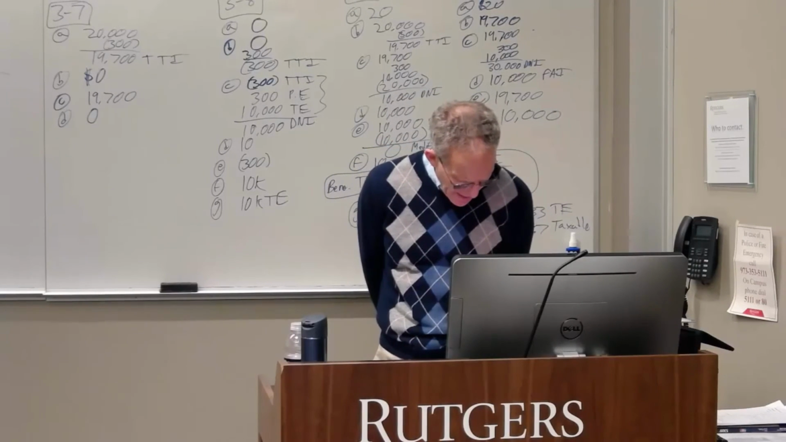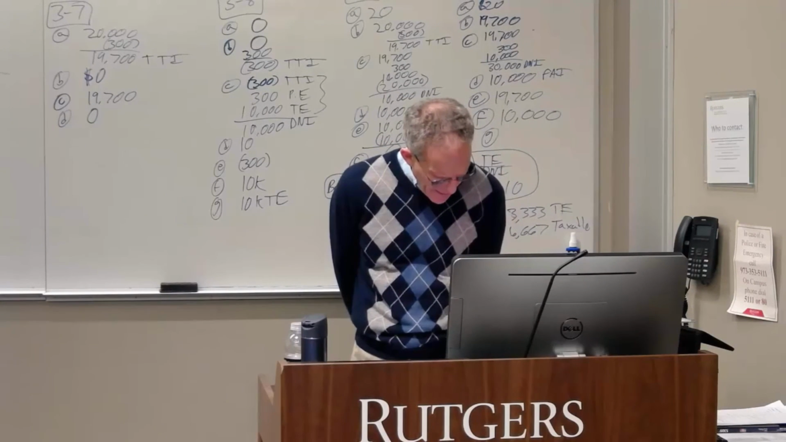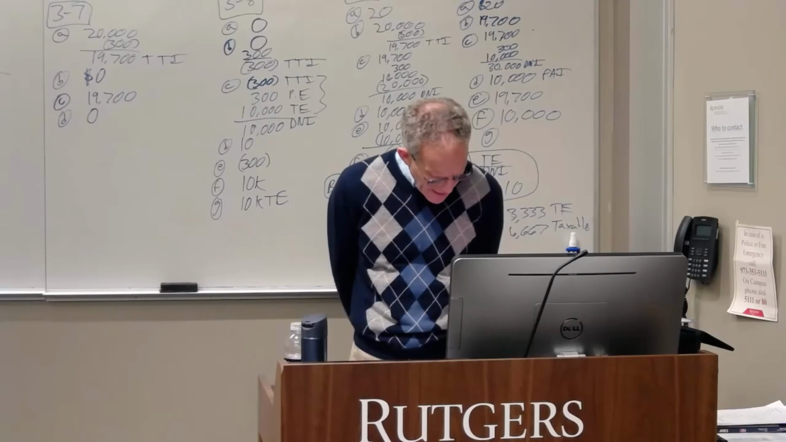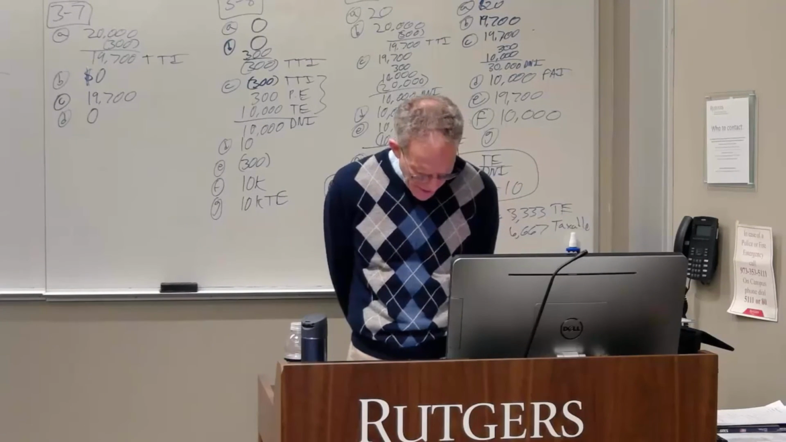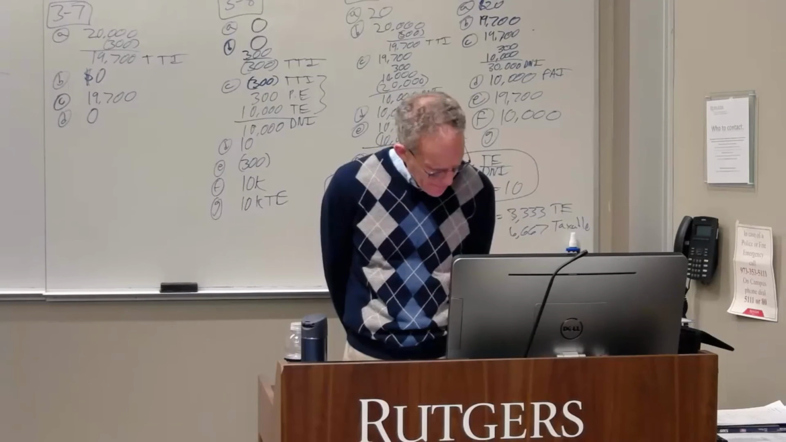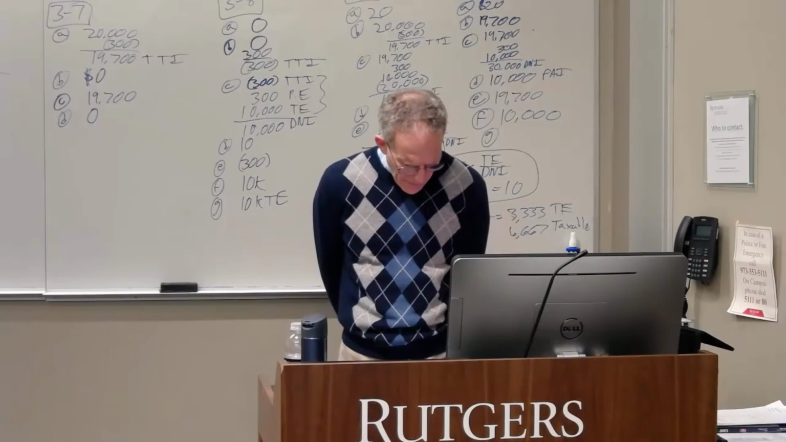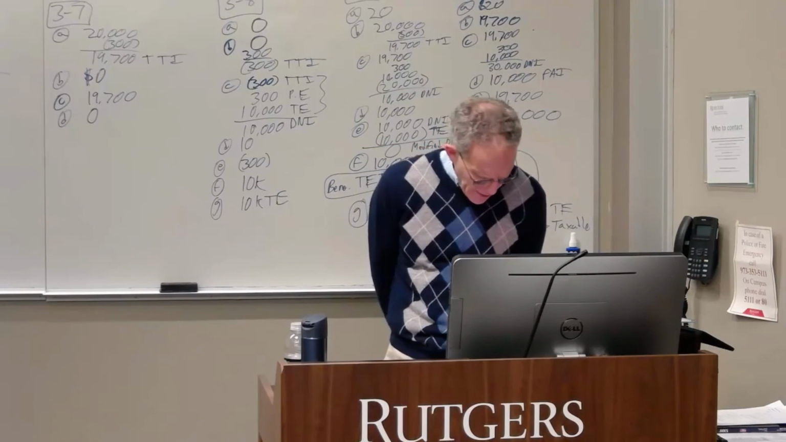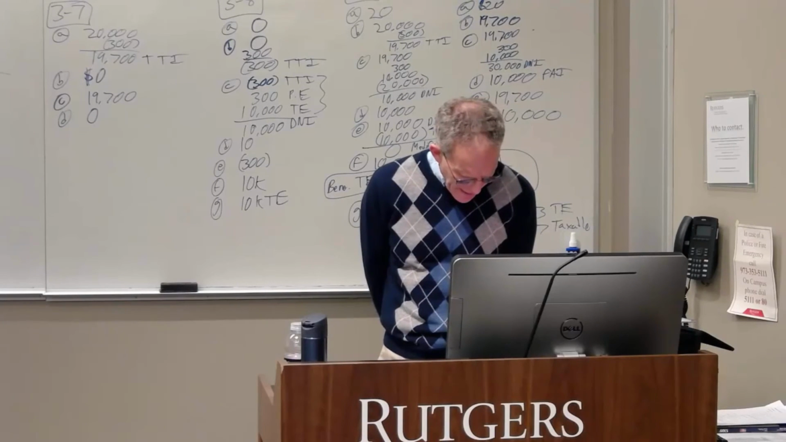(3-13) is easy. It says calculate the amount subject to taxation in the hands of the beneficiary of the trust described in 2-2. I don't want to say it's easy.